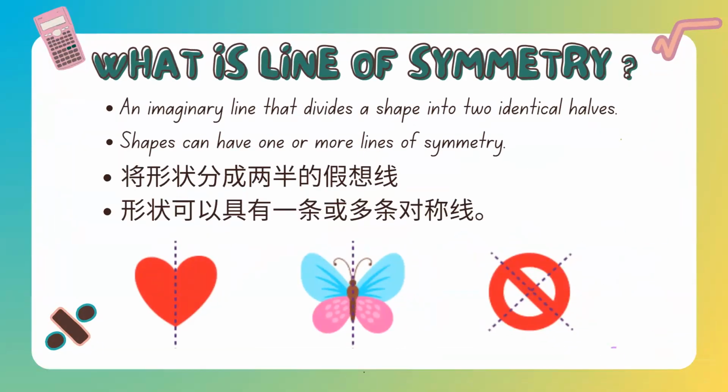Okay, what is line of symmetry? An imaginary line that divides a shape into two identical halves. So basically it's one shape that you need to divide in half and it needs to be equal. Shapes can have one or more lines of symmetry.